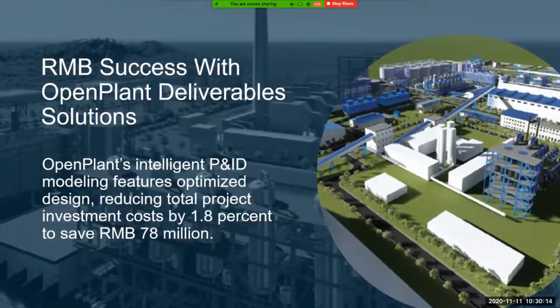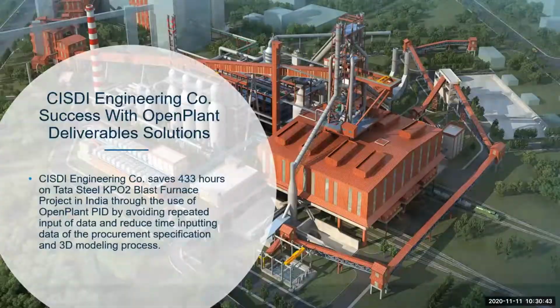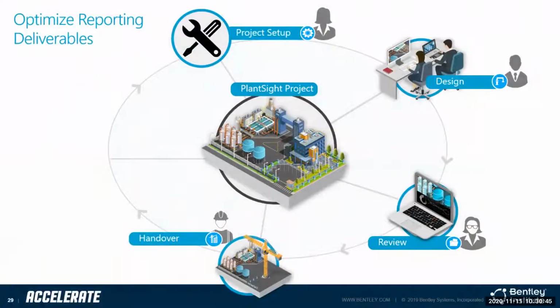So a lot of our users actually gain benefits by using this intelligent software. For example, in this case, RMB uses OpenPlant PNID. They save at least about 1.8% of their investment costs, which is equivalent to about 78 million RMB. And CISDI engineering company, they save about 433 engineering hours using OpenPlant PID. Now, that is for the modeling, the 2D as well as 3D.